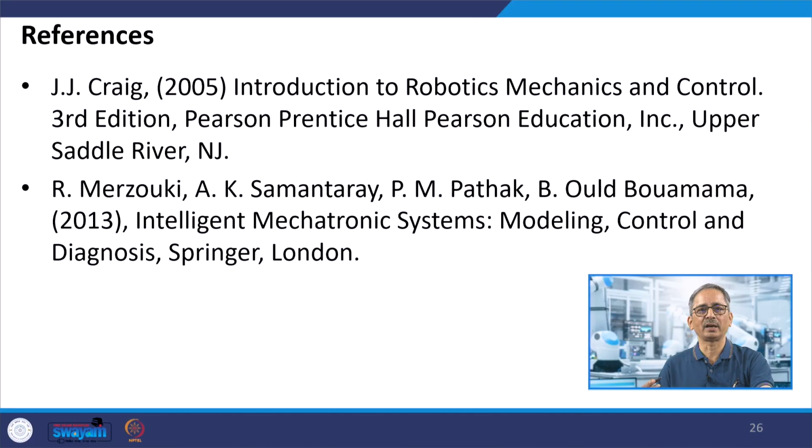And for the wheeled robot inverse kinematics, that is the one I have dealt with here, the differential drive robot, what we essentially do is find the individual wheel angular velocities given the motion, that is, the translational velocity as well as the angular velocity of the robot. These are the references which you can look at, and thank you very much.